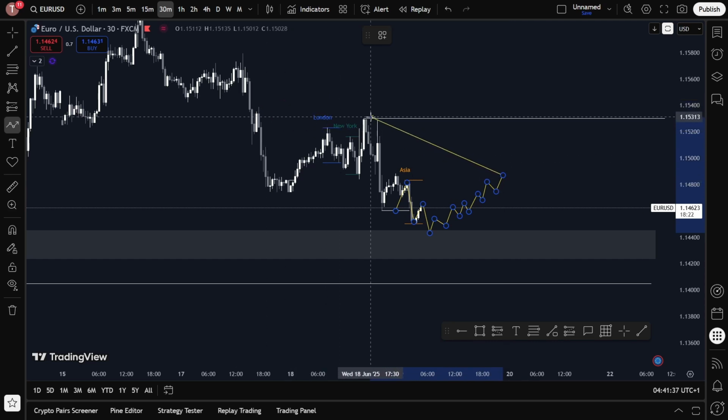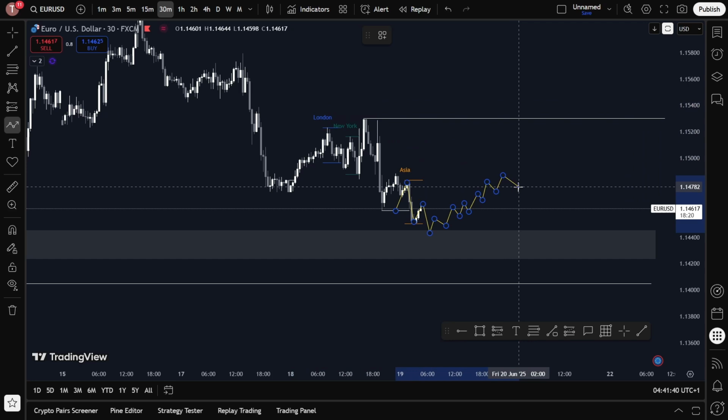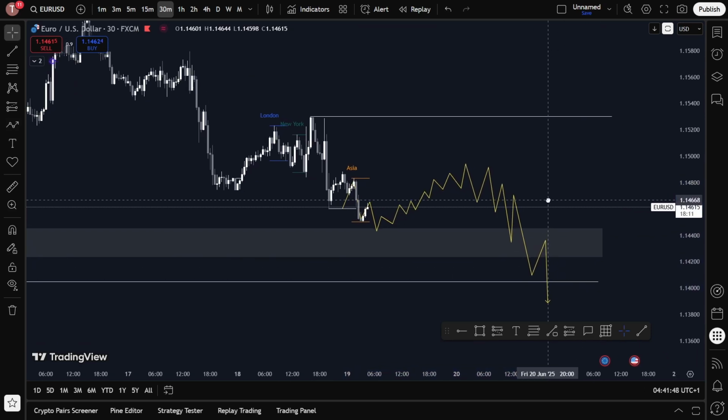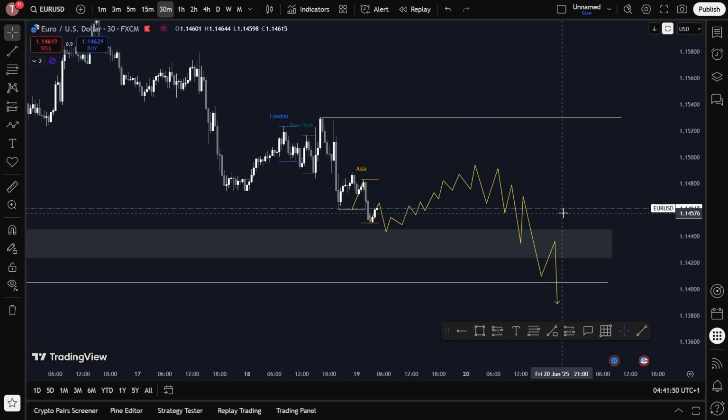Is it going to disrespect this 4-hour high, or are we going to come down and disrespect this low all the way below? If that happens, this is going to confirm that the price is having the intent to go into the downward side instead of going into the upside direction. So this is pretty much it.